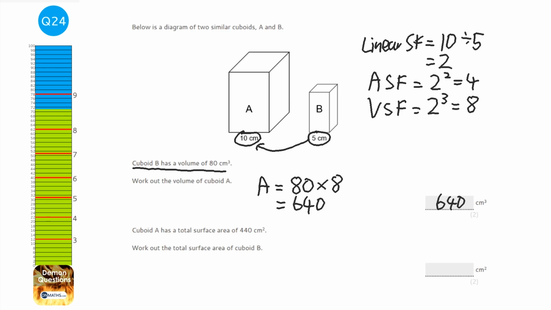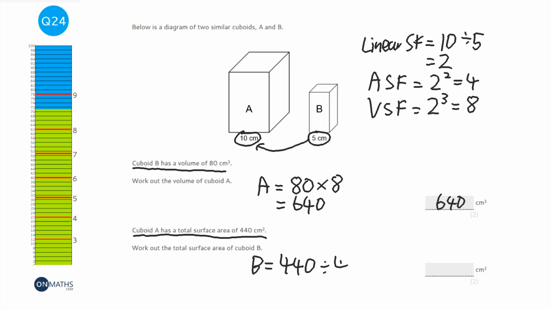And it's that simple. This one here, it says cuboid A has a total surface area of 440. So work out the surface area for B. Now this is surface area this time. So it's going to be 440. Now because we're going from bigger to smaller, we're going to divide by the scale factor. And it's the area scale factor we need, which is going to be the 4. So we do 440 divided by 4, which is hopefully 110. And it's that simple. So you just got to remember that if you have a linear scale factor, you square it to find the area scale factor, and you cube it to find the volume scale factor.